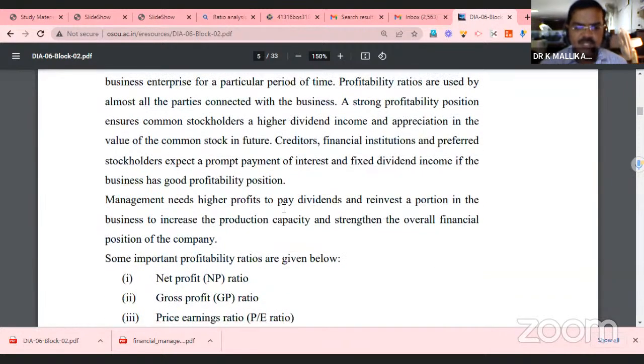Likewise, the management needs high profits to pay dividends or reinvest, meaning retained earnings. So whatever profits the company receives, again the company has two alternatives: either go for distribution of the profits through dividends, or retain them. Which decision influences the market price of the share? Nothing but what we call wealth maximization, wealth maximization of the equity shareholders. See that increase in production capacity and overall financial position of the company.